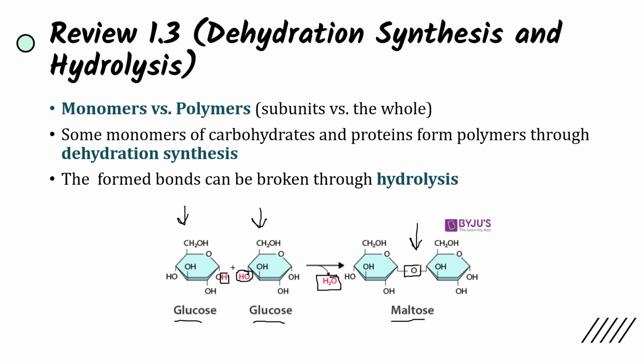And the bonds can be broken through hydrolysis, which is the reverse. Hydro meaning water and lysis meaning break. So when you add that water back to your newly formed molecule, if we add the water back to maltose, it'll then become two glucose molecules because we've added those elements back which the molecules need. So dehydration synthesis and hydrolysis are opposites and they are reversible, but this is how carbohydrates and proteins form polymers.